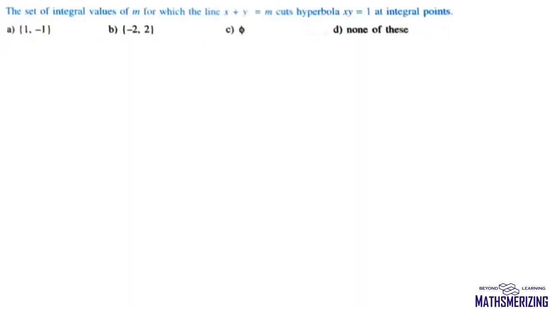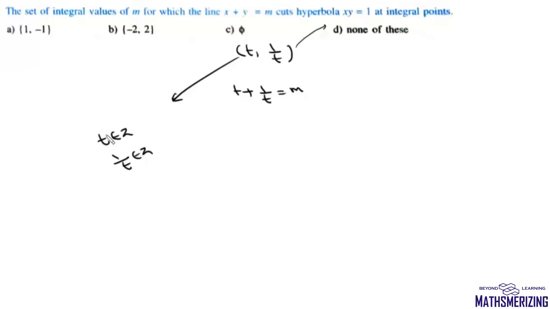Now here the question is set of integral values of m for which the line x plus y equals m cuts the hyperbola xy equals 1 at integral points. Now we know that any point on this hyperbola we can write as t comma 1 upon t, so t plus 1 upon t is equal to m. Now both t and 1 upon t must be integer. So both t and 1 upon t will be integer if and only if t is either minus 1 or plus 1. So value of t must be minus 1 or plus 1.